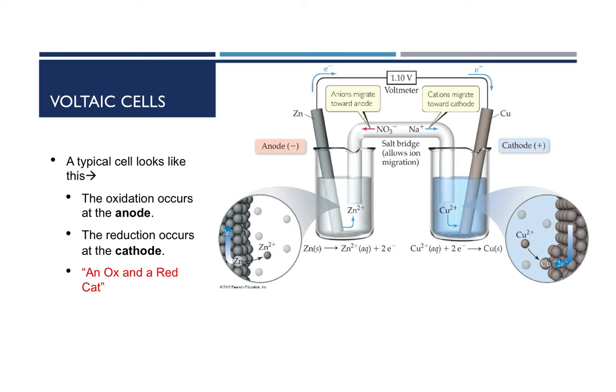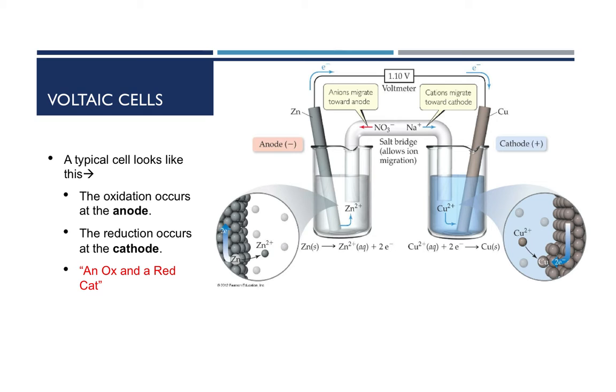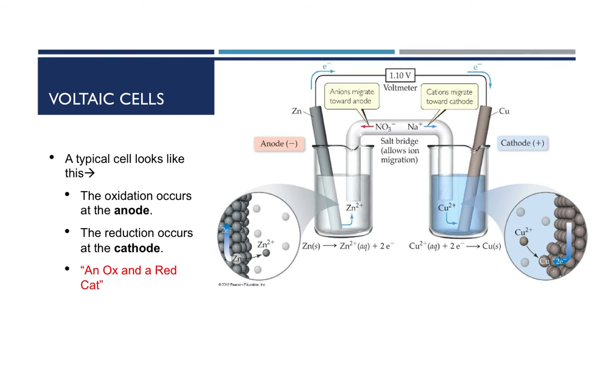A typical cell looks like this. The oxidation reaction happens at the anode. The reduction reaction happens at the cathode. We remember this using the mnemonic device: an ox and a red cat. That reminds us that oxidation happens at the anode, and reduction happens at the cathode.